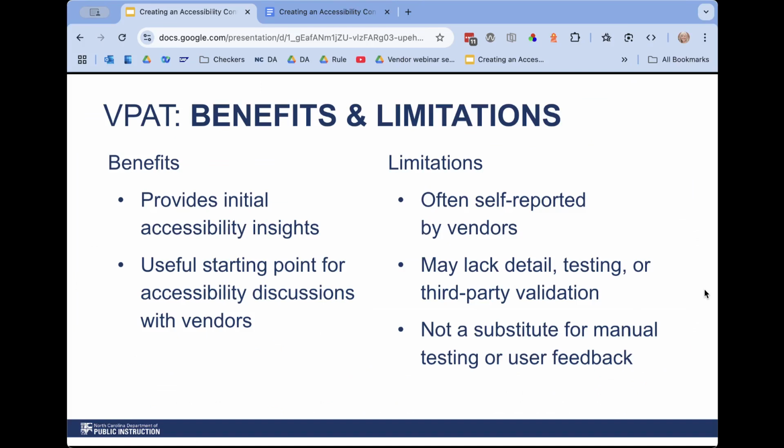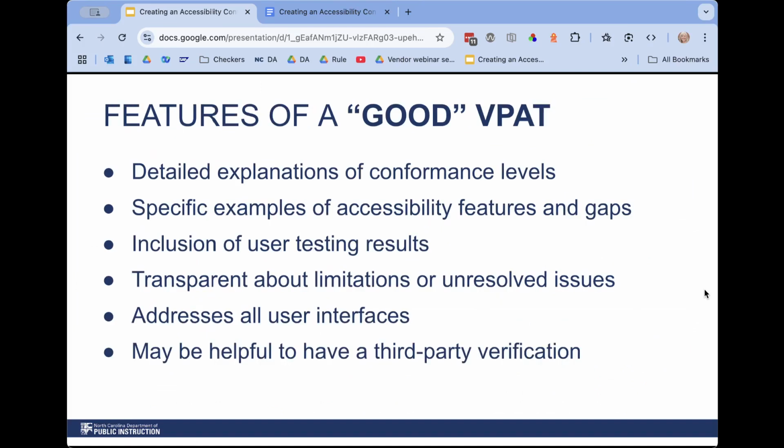It's usually the first thing that we look at, especially in a bid response when we're thinking about accessibility. That's usually why we require it. But it's just the starting point. So let's make it as transparent and detailed as possible so that we are ready to jump into the next conversation when we talk. So here are some of what I call features of a good, quote unquote, good VPAT.